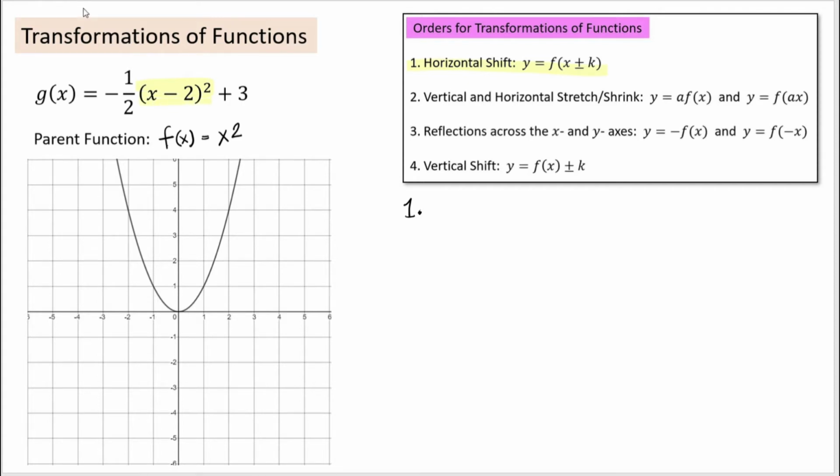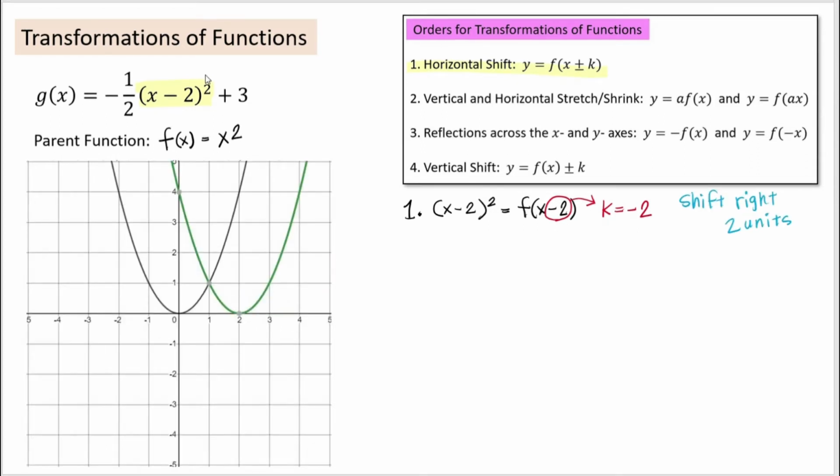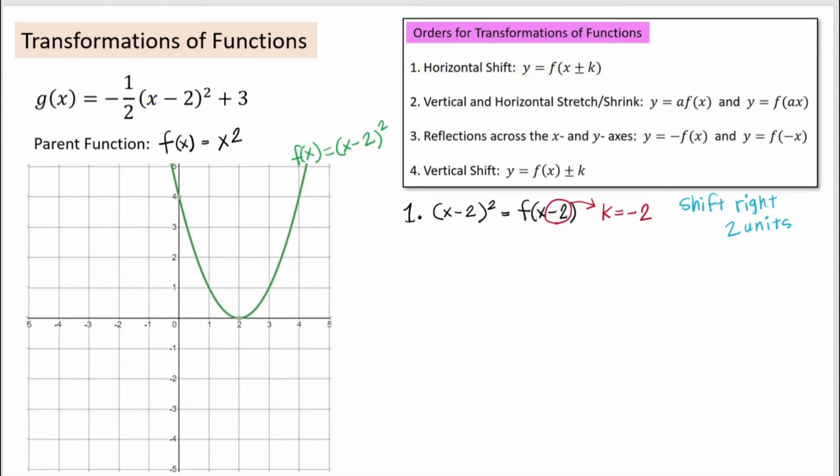Using the parent function f of x, (x minus 2) squared is equal to f of x minus 2. In terms of the equation for horizontal shift, k is equal to negative 2. So it means that we need to shift the function x squared to the right by 2 units. Then we get the function (x minus 2) squared. Now let's call this function f of x.